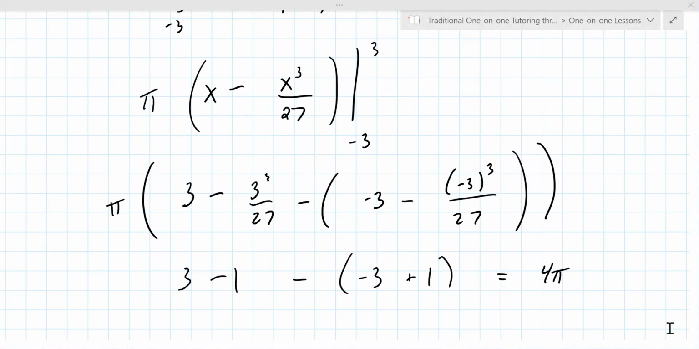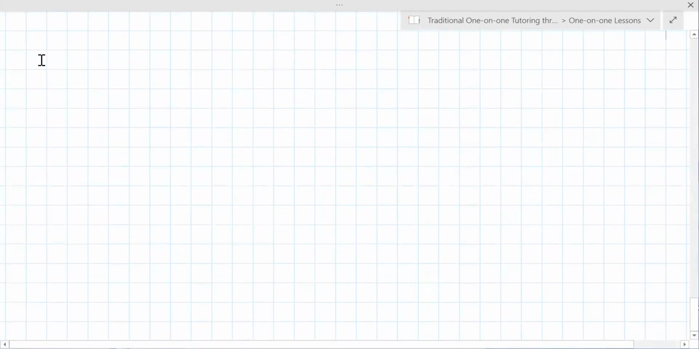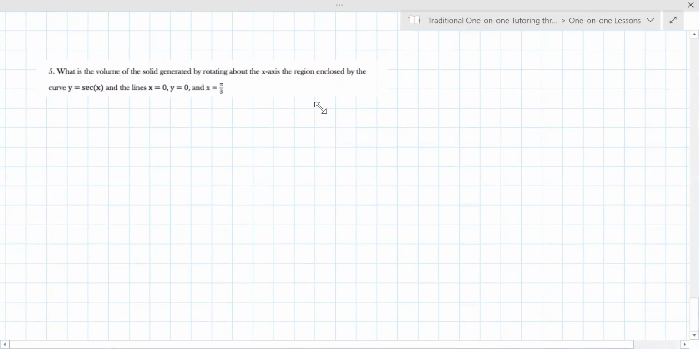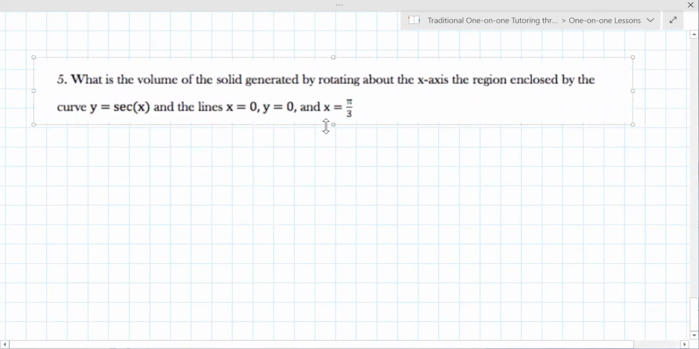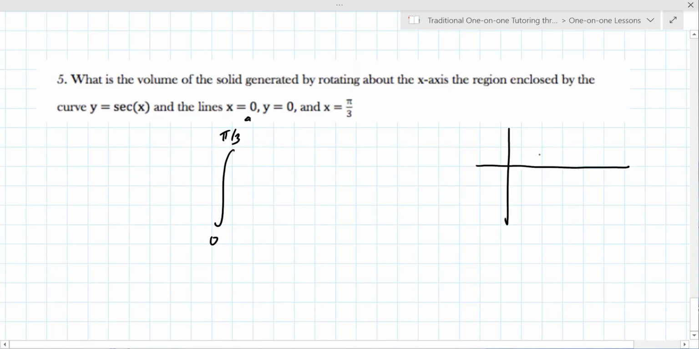Number 5. What is the volume of the solid by rotating about the x-axis, the region enclosed by the curve and the lines? So they're giving you everything here. You don't have to do anything. You have to use your bounds. You don't have to graph this. If you want to graph secant, though, as a reminder, secant is reciprocal of cosine. So it looks like that. And then it touches, so it looks like that, and then it looks like that.